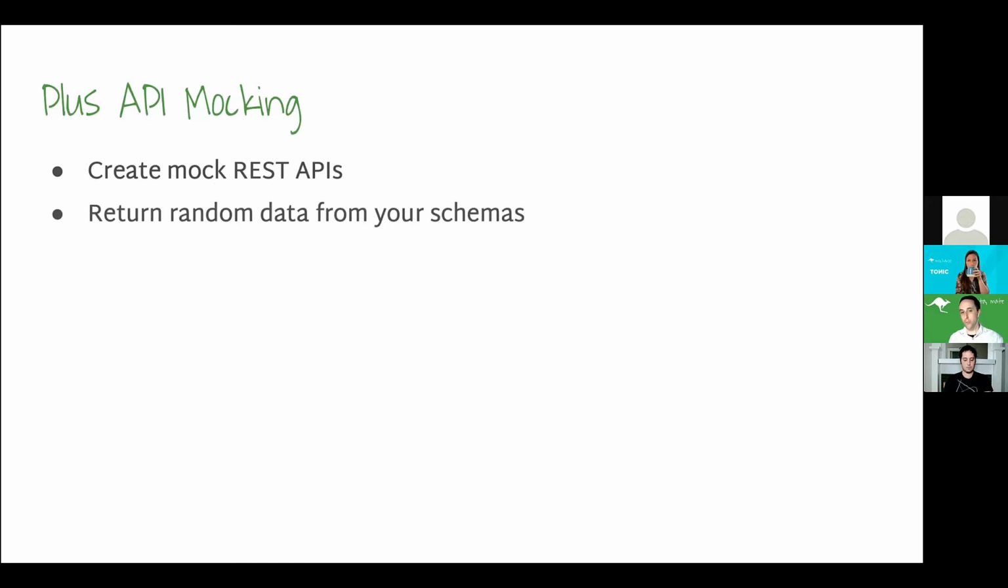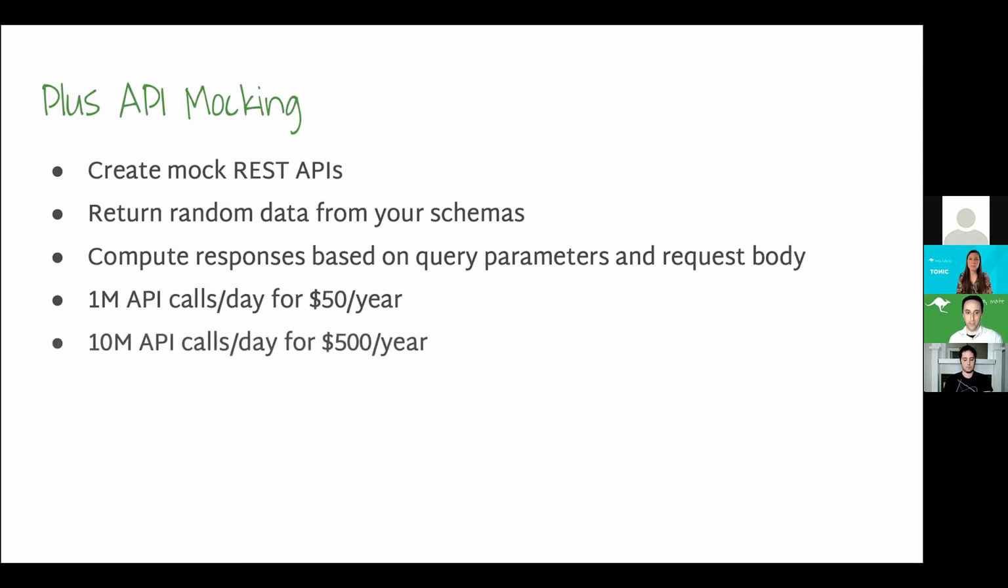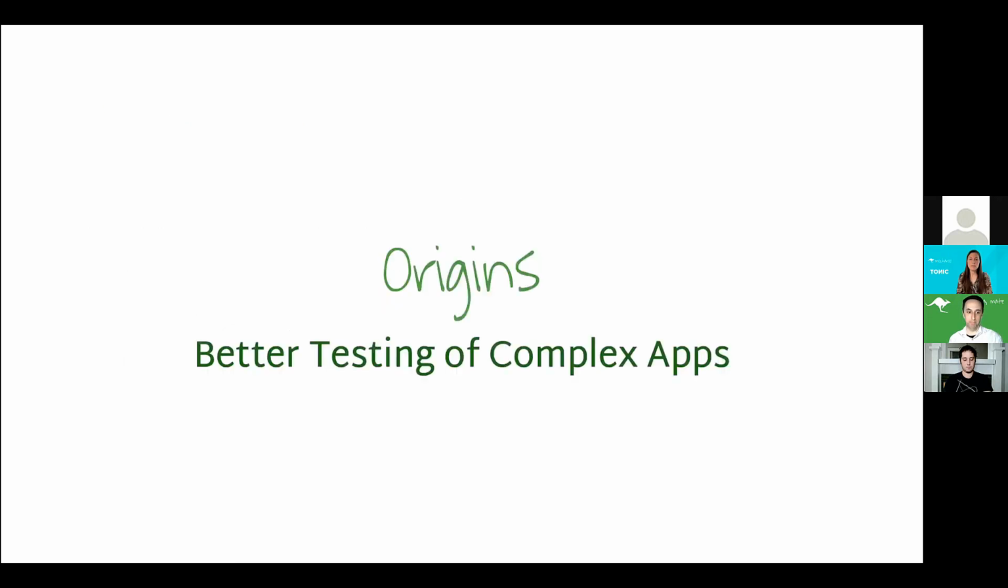So the idea is you create a schema and then you return random data for your schema by creating a URL in this REST API. And you can compute responses based on query parameters and the request body as well. And you can make up to 1 million API calls a day for that same $50 a year plan, or 10 million API calls per day for the $500 plan.